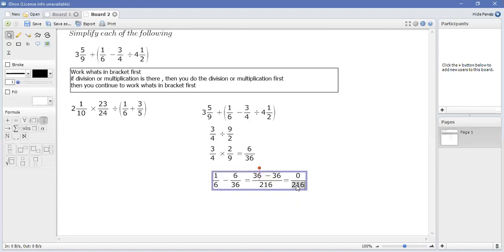Right? Now, what we do first is we turn the denominator into the numerator. Then we change the division sign to multiplication. Then we multiply across. Then we take away. Then that's the answer, 0 over 216. But remember, when you have to look at what you have, you have to use your eyes and look at what you have in front of you.